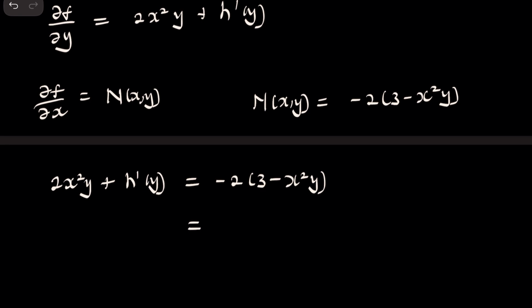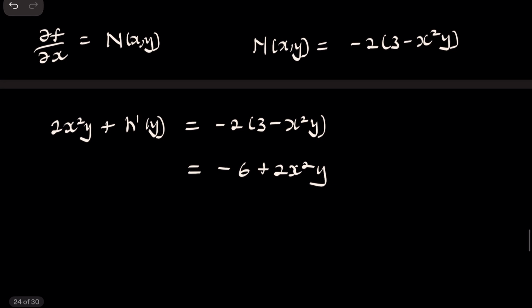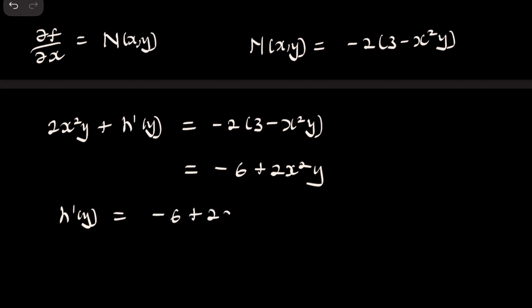So now let's expand the right hand side. So we're going to have minus 6 plus 2x squared y. And so simplifying this expression, we are going to have h prime of y is equal to minus 6 plus 2x squared y minus 2x squared y.